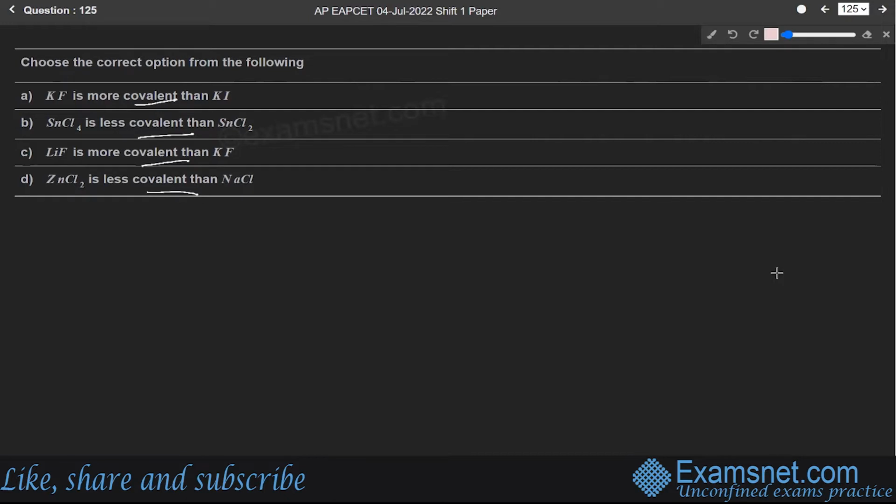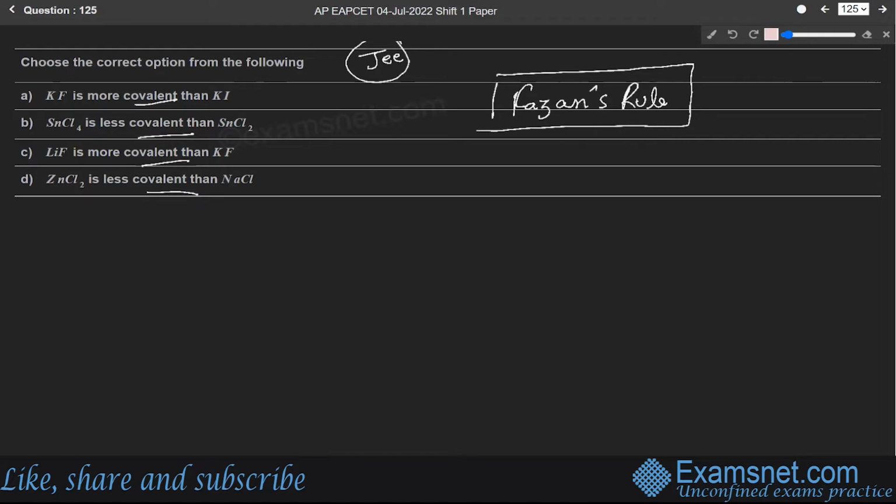Even this is repeated in JEE, this one question of which is more covalent is repeated in the JEE Mains. This is a very common question. This comes from Fajan's rule. If you purely say, this question is of every block chemistry, you can take it in S block, this question comes in P block even. Okay, so Fajan's rule, if you purely talk, is in chemical bonding, right?